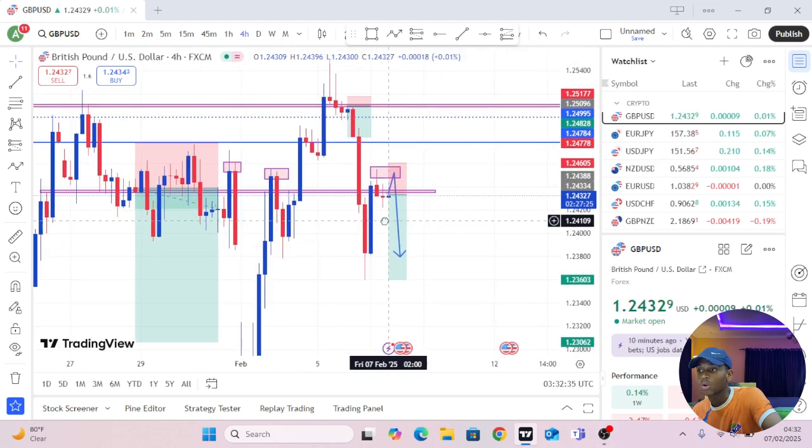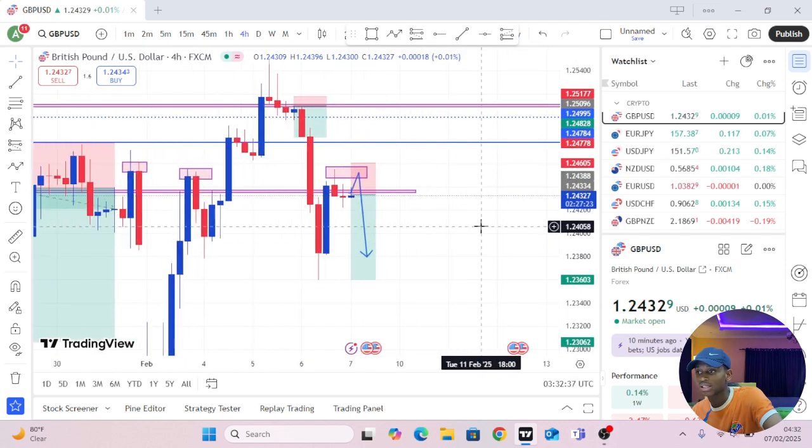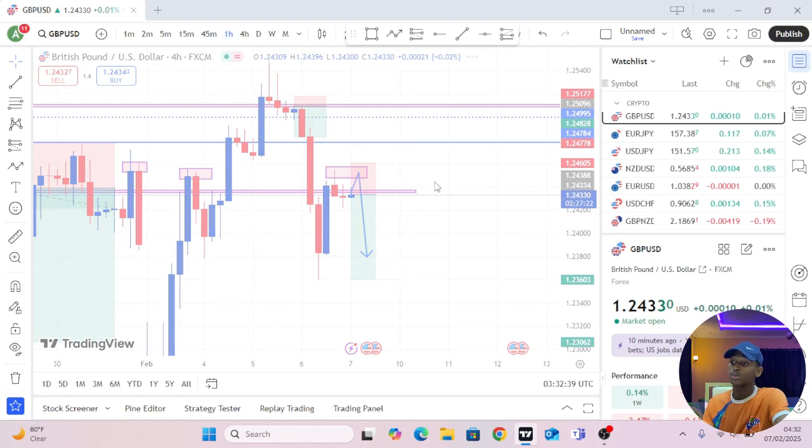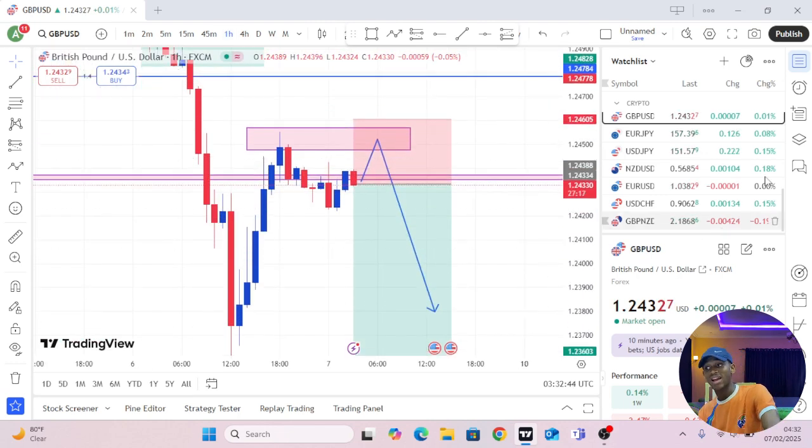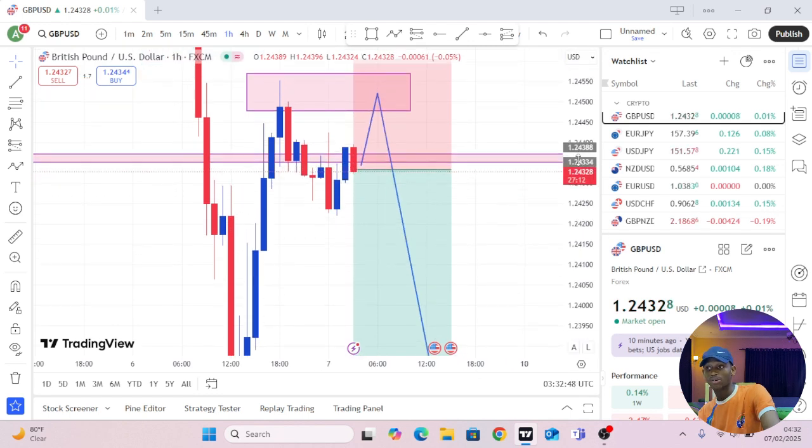So I don't know. Will I wait for it to get back to that place to test it again before I take it to the downside? It's going to give me some double tops. Or should I just enter the trade now? I don't know. I have not made my decision, but I don't think I'm going to wait for this candlestick to close.